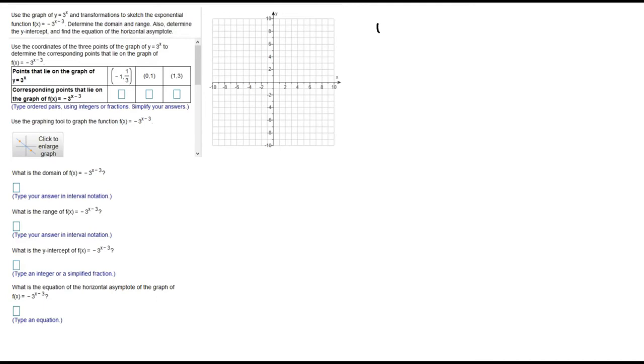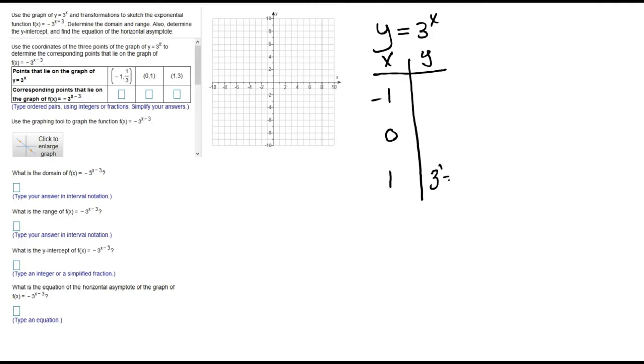So let's start off by graphing y equals 3 to the x. I'm going to make a chart. I'm going to choose my x values to be negative 1, 0, and 1. We'll substitute those in to get the y values. So I'll start with the easy one. 3 to the first power would be 3. 3 to the 0 power would be 1.